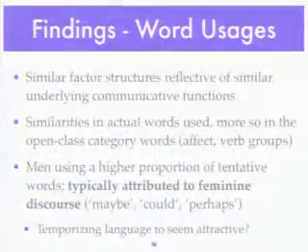because the goal here is to understand what are the words people are using and how are they using them in combination. At the outset, we found similar factor structures for both men and women, and this is reflective of similar underlying communicative functions. I do have a slide for the factor structures, so if there's interest, we can come back and look at it. We also found a lot of similarities in the actual words that men and women used, especially in the open class category words like affect and verb groups.